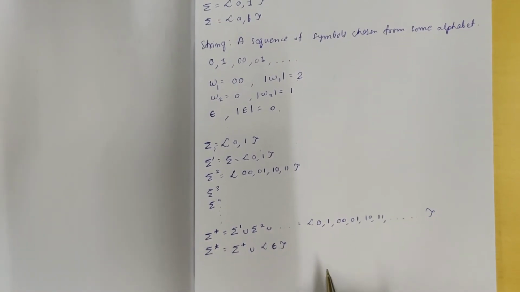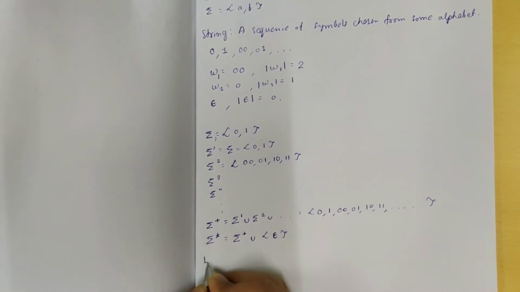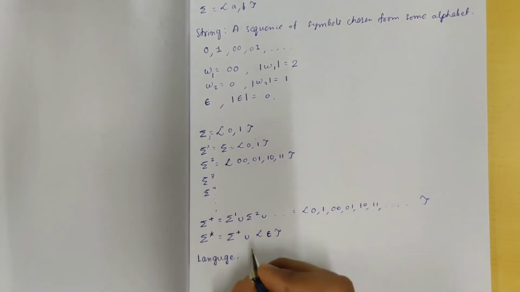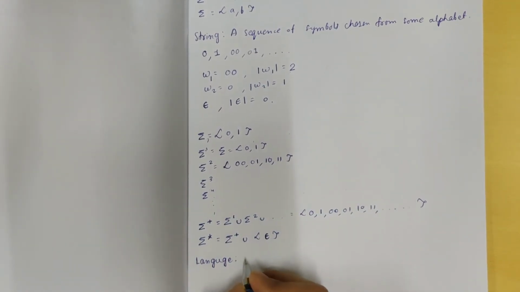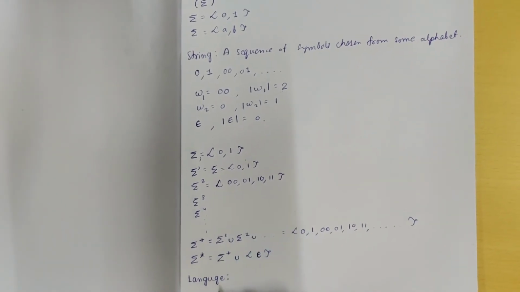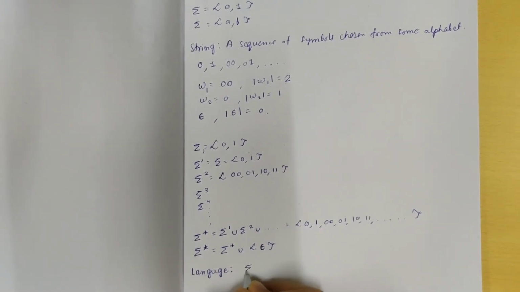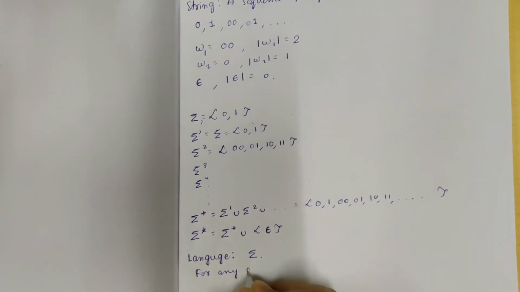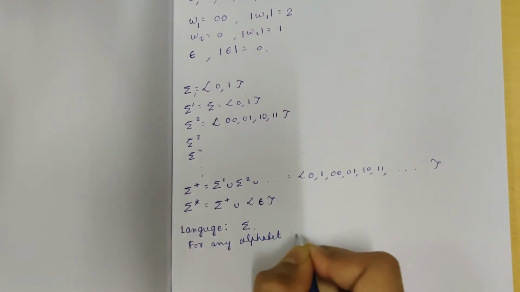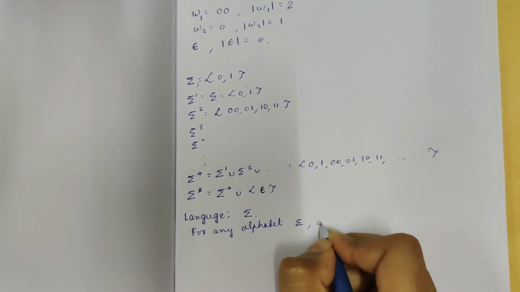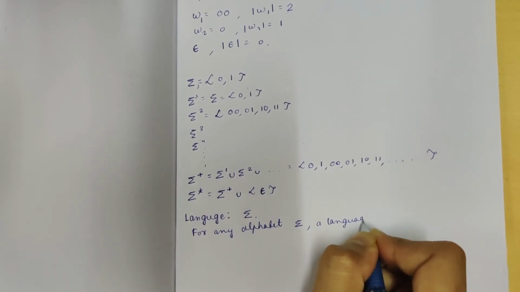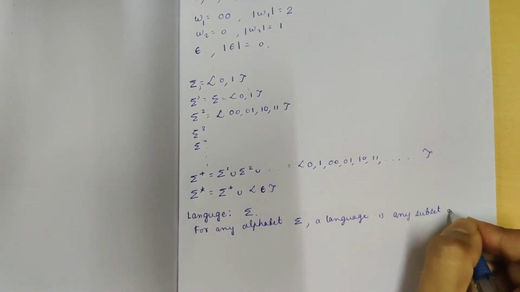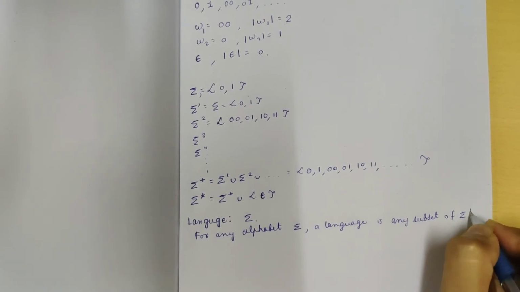The last concept that we'll be seeing here today is language. Suppose we have been given the alphabet set sigma. A language is nothing but, for any alphabet sigma, a language is any subset of sigma star.